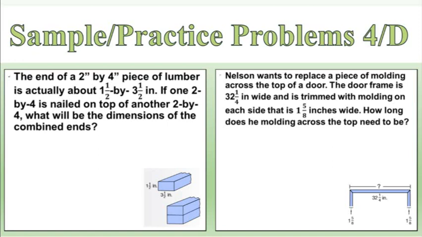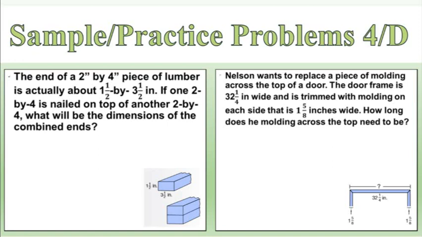And some word problems here. The end of a 2 by 4 foot piece of lumber is actually about 1 1/2 by 3 1/2 inches. If one 2 by 4 is nailed on top of another 2 by 4, what will be the dimensions of the combined edge ends? So to find this one, we want to know the dimensions of the combined ends.